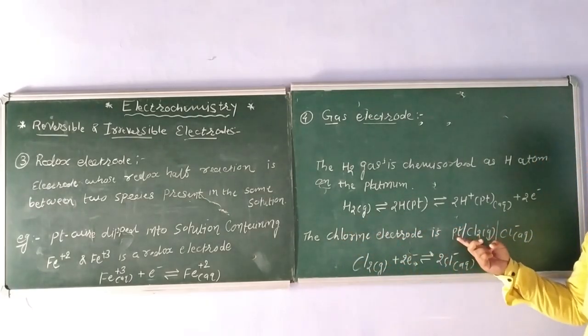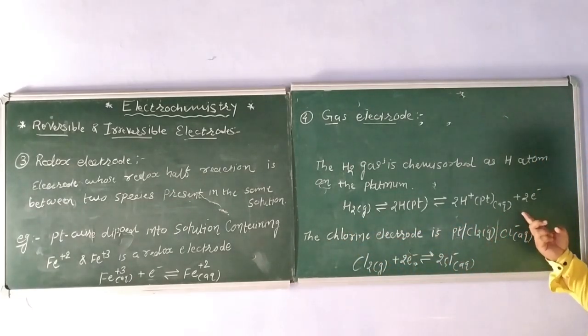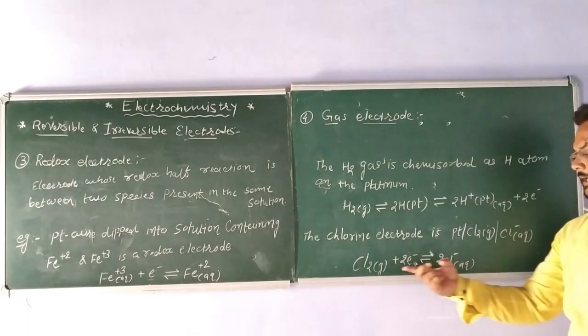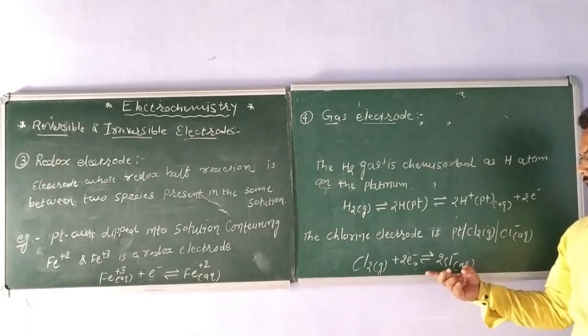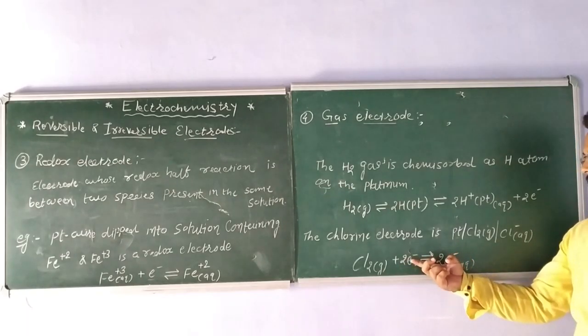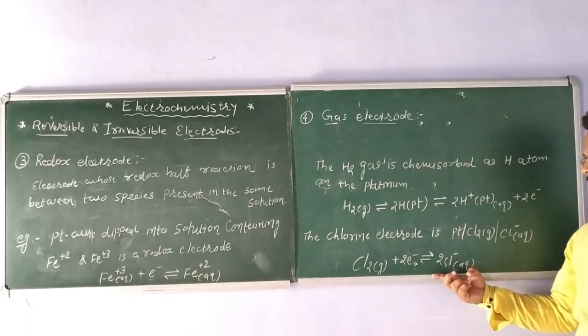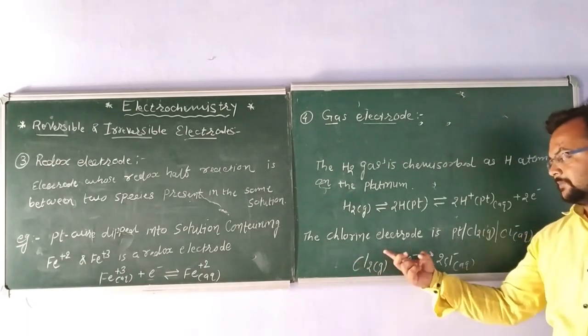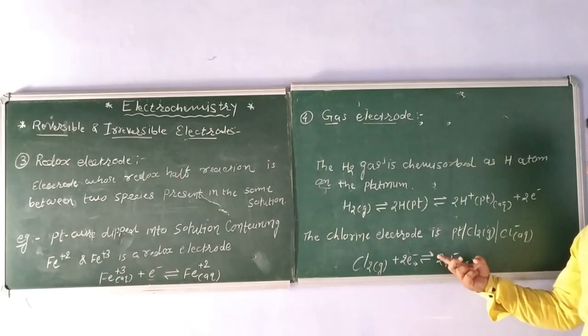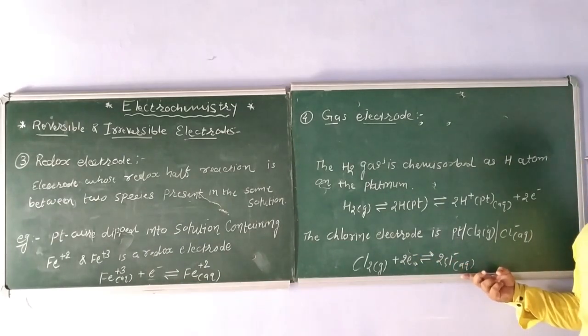The second example is the chlorine electrode. It is Pt | Cl2 gas | Cl^- in aqueous form. The half cell reaction is Cl2 gas plus 2 electrons in equilibrium with 2Cl^- in aqueous form.